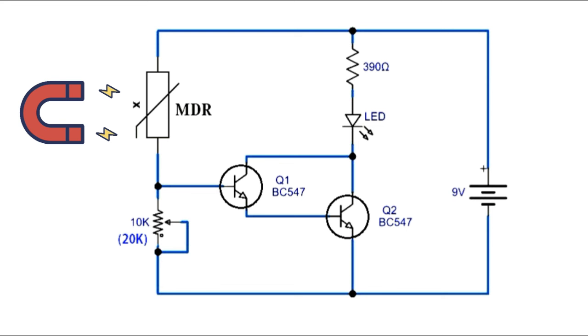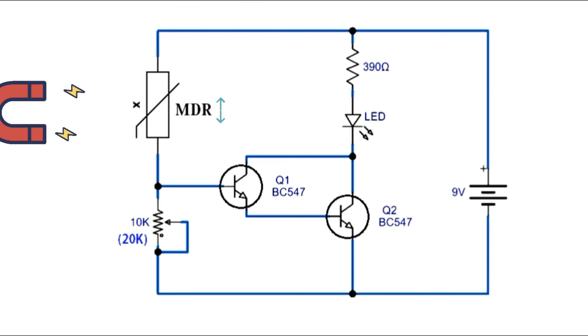When the magnetic field is high, MDR has high resistance. This causes the base voltage of the transistor to be too low to turn the transistor on. Therefore, no current will go from the collector to the emitter of the transistor. All the current will instead pass through the MDR and the potentiometer.